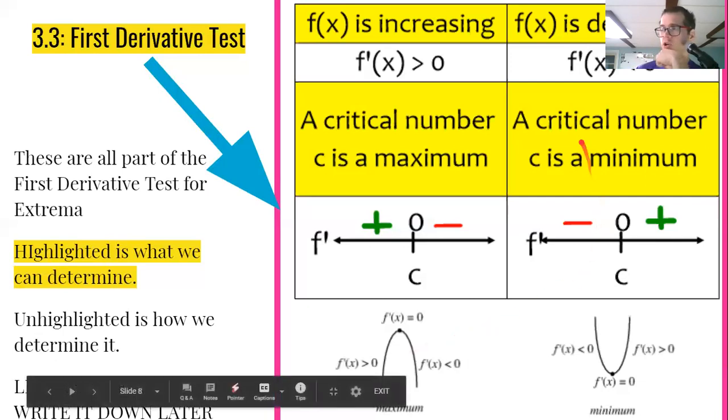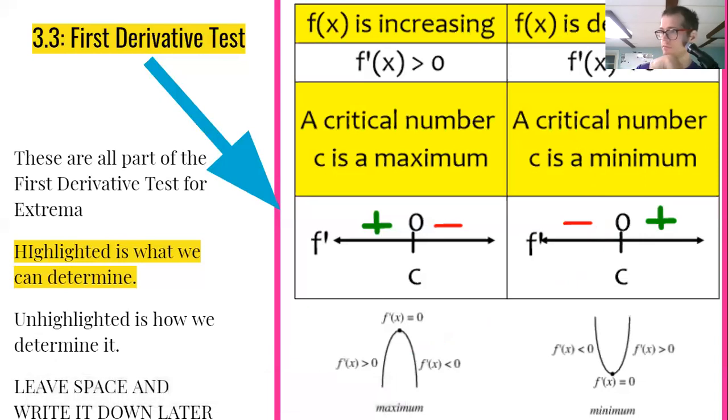So if you want to determine if a critical number is a minimum, you're going to look to see, does the derivative go from negative to positive? Does it change sign from negative to positive at that point? Again, if you use your hands, and you better do it with me, no one else can see you, so you might as well do it. Negative slope, positive slope.